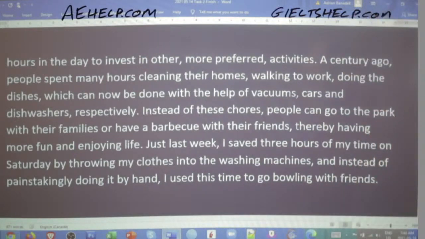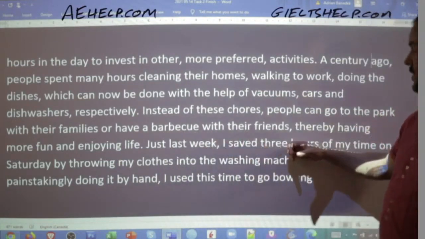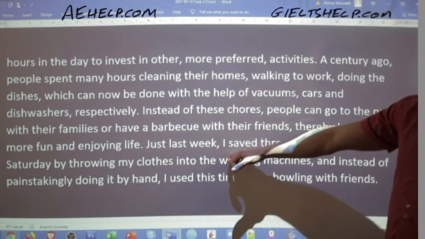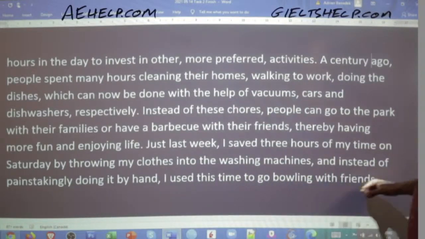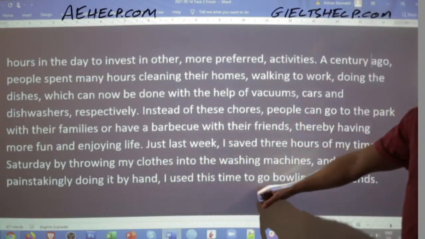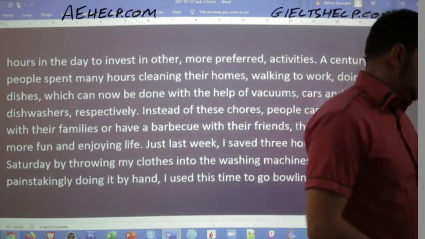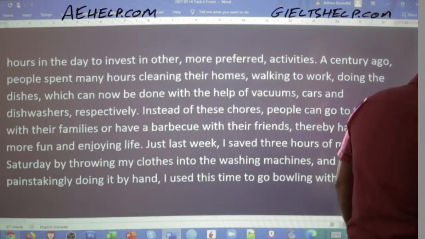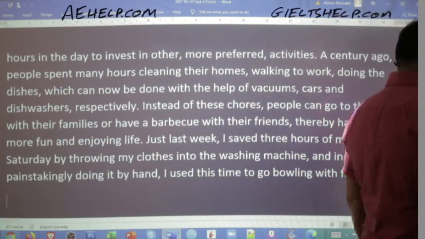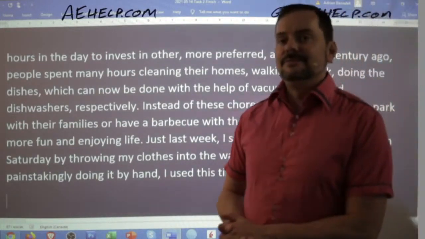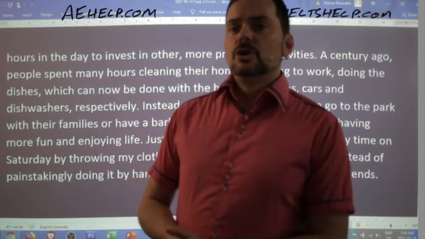All right, so instead of these chores, people can go to the park with their families or have a barbecue with their friends, thereby having more fun and enjoying life. Just last week, I saved 3 hours of my time on Saturday by throwing my clothes into the washing machine. And instead of painstakingly doing it by hand, I used this time to go bowling with friends. Okay, very visual, very observable. It's easy to sympathize with this example as well. And let's make a little bit more correction there. All right, so now the body paragraph reads well. It's clear, it's convincing, and I'm ready to go on to the conclusion.